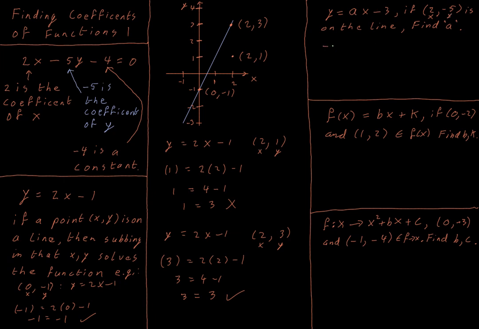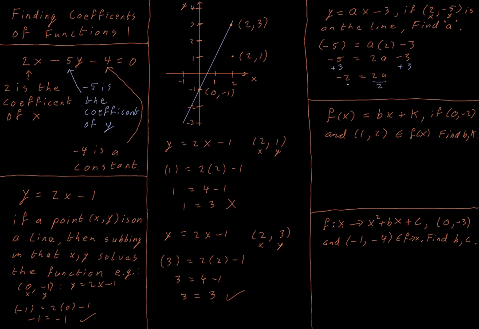So -5 for our y is equal to a times 2 minus 3. So I have -5 is equal to 2 times a minus 3. I've done my multiply. Now I need to rearrange. So I need to add 3 to both sides to get rid of my -3 here. So I have -2 is equal to 2a.